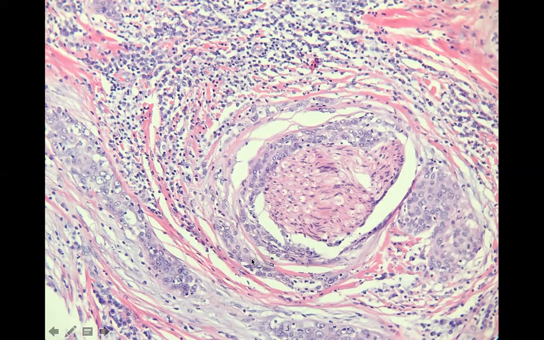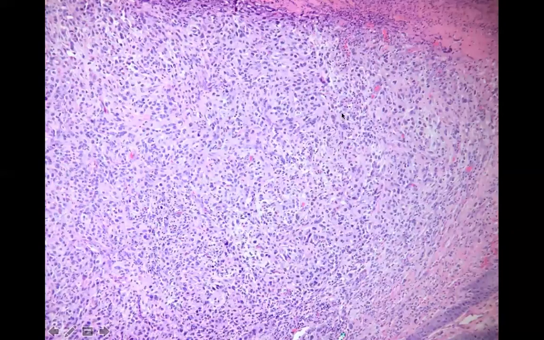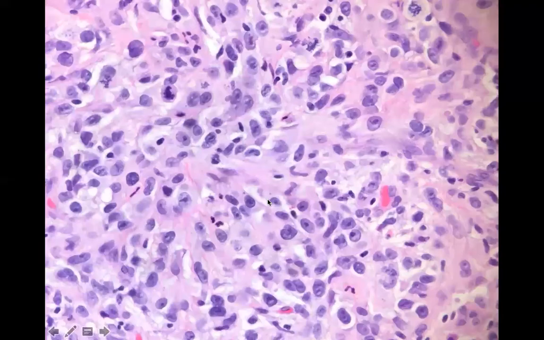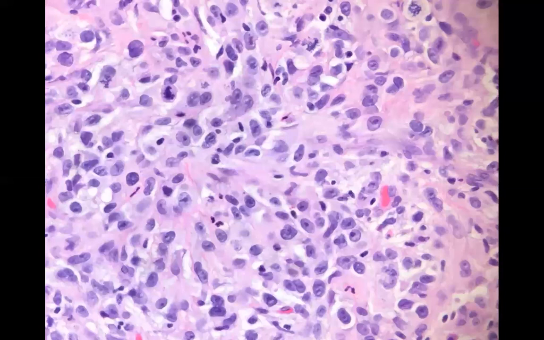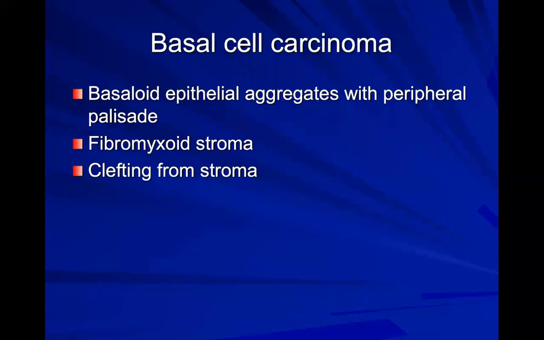These are more aggressive, but they're not as bad as these. These cells don't even hold together. You can have no idea what these are. Are these melanocytes? Are these squamous? Are they angiosarcoma? You have to stain to know, and that's when you've hit poorly differentiated, okay? So those are squamous cell carcinomas.